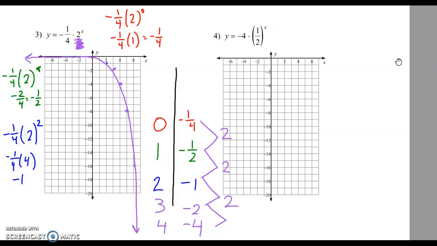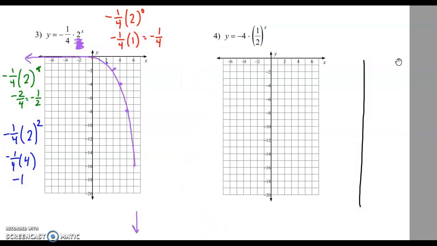So then on number 4, we have negative 4 times 1/2 to the power of x. So I've got my table. I'm going to get this one out of the way a little bit. So when I plug in 0, I know that 1/2 to the power of 0 is 1. So negative 4 times 1 is negative 4. So 0 in, negative 4 out.